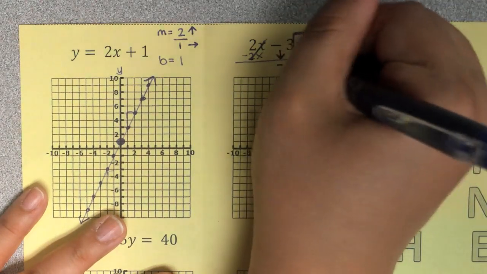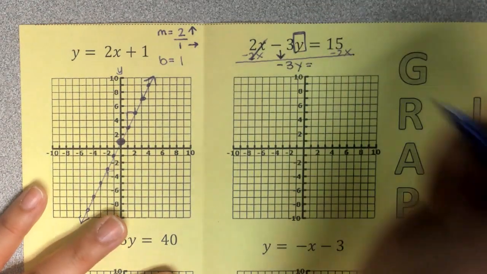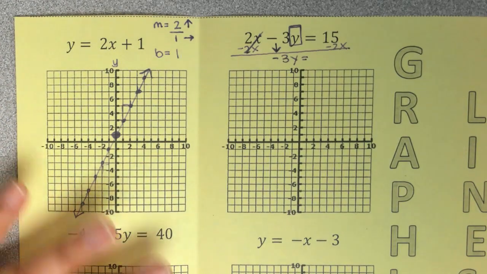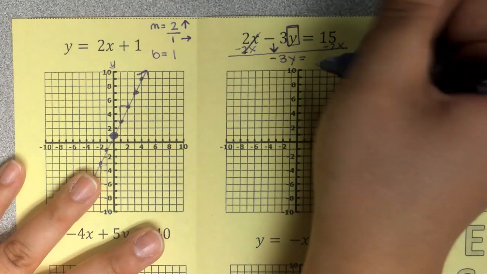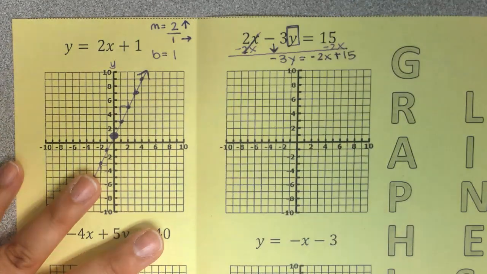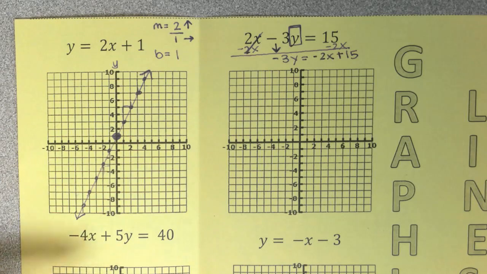Don't forget to bring down negative 3y. A lot of people made the mistake last period of just putting 3y. And then we're not going to actually subtract these. We're just going to bring down the negative 2x, and we're going to bring down positive 15. Why can we not add them together or subtract them? Because of the x. So just bring it down. Is y by itself? No.